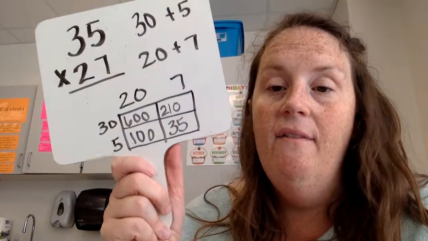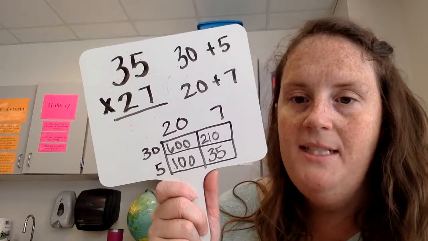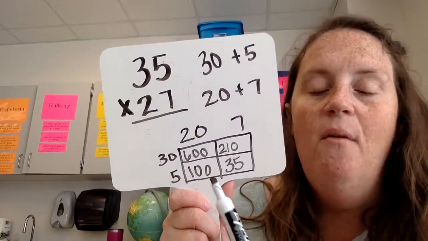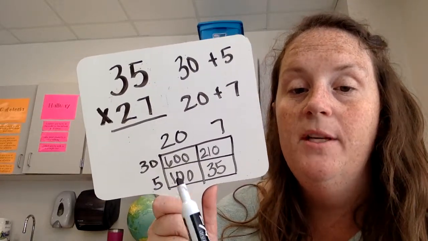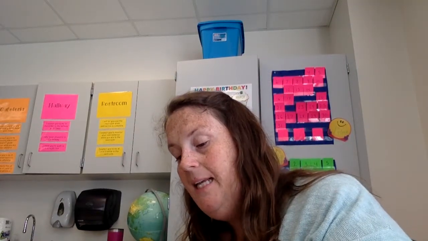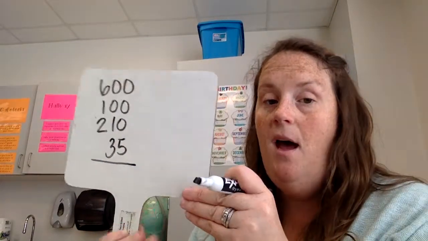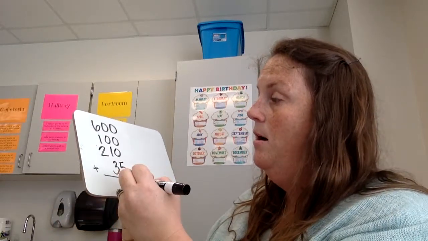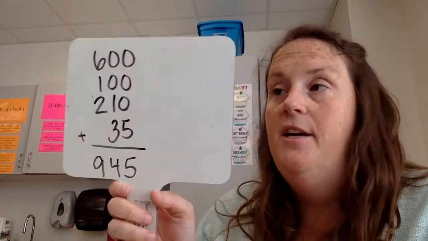Now that we have all of our quotients, or I'm sorry, our products, proper language, Mrs. Eller, once we have all of our products, we add them all together. So we add 600 plus 100 plus 210 plus 35. Make sure you line them up. You add them all together, you should get a product of 945.